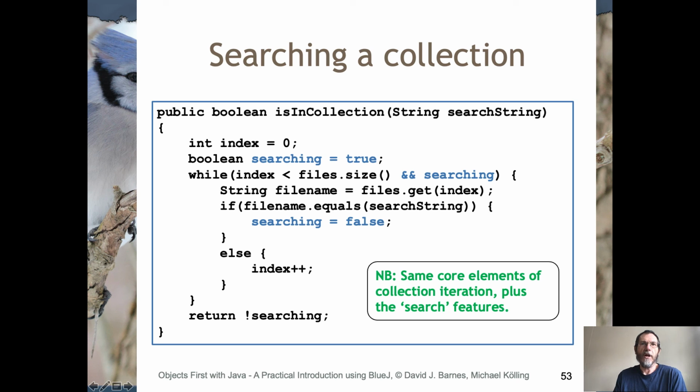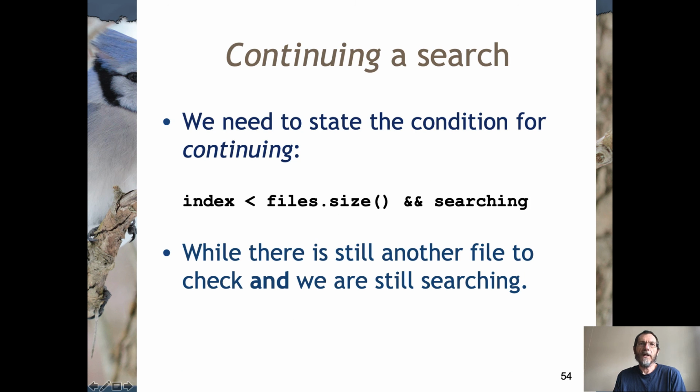Let's spend a little bit more time thinking about that loop's condition, because it's important. We need to be confident that we understand the two aspects that either cause the loop to continue or cause it to terminate. We need to continue as long as the index is still valid, as long as the index is less than the size of the collection. But we also need the fact that we're still searching to be true. In other words, the searching variable wasn't set to false on the previous iteration of the loop's body.